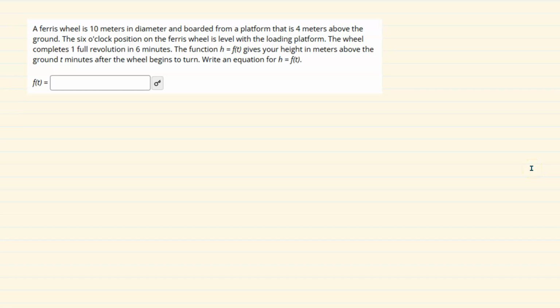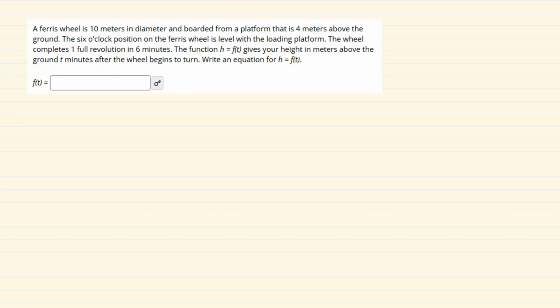All right, we have a Ferris wheel that's 10 meters in diameter and boarded from a platform that is 4 meters above the ground. The 6 o'clock position on the Ferris wheel, on the bottom, is level with the loading platform. The wheel completes one full revolution in 6 minutes, okay? The function h equals f of t gives you your height in meters above the ground t minutes after the wheel begins to turn. Write an equation for h equals f of t.